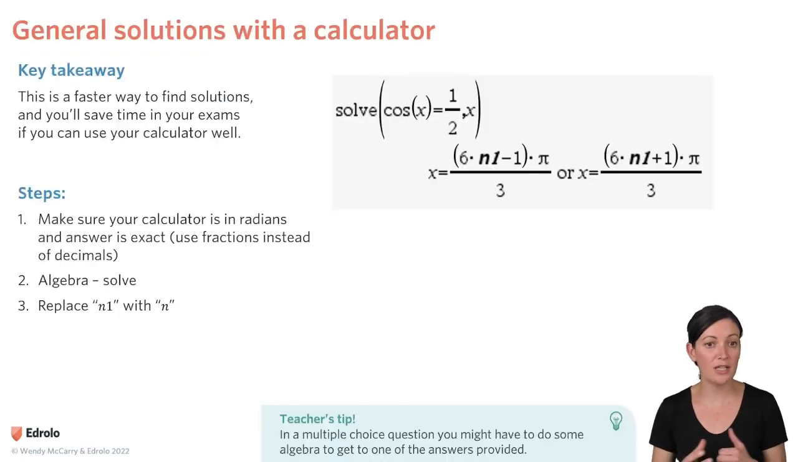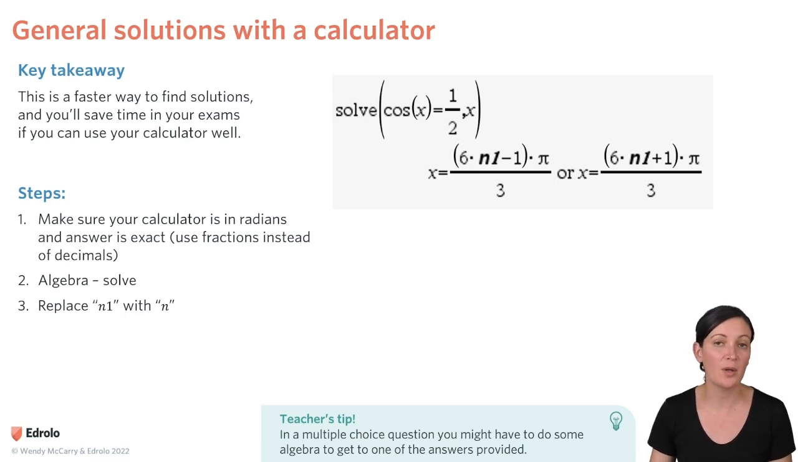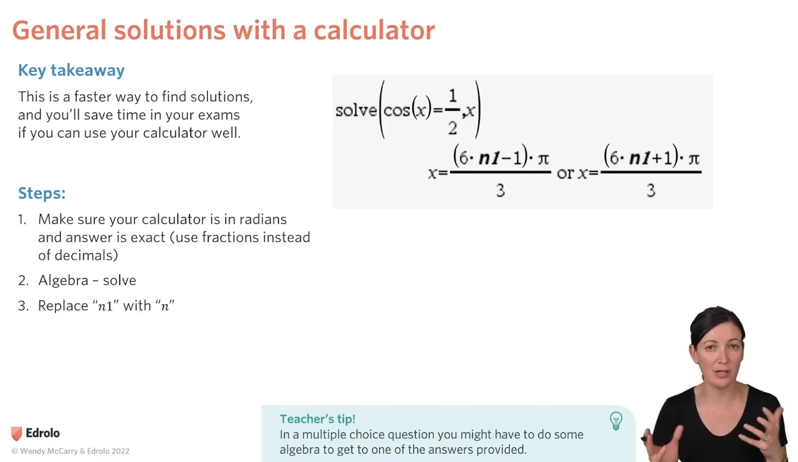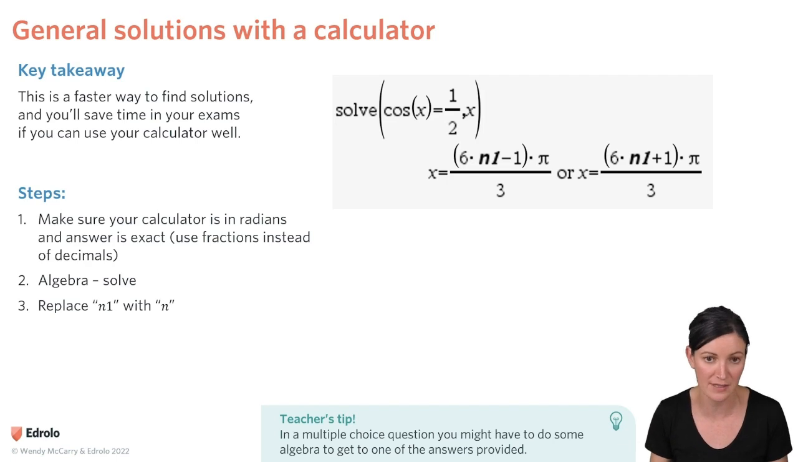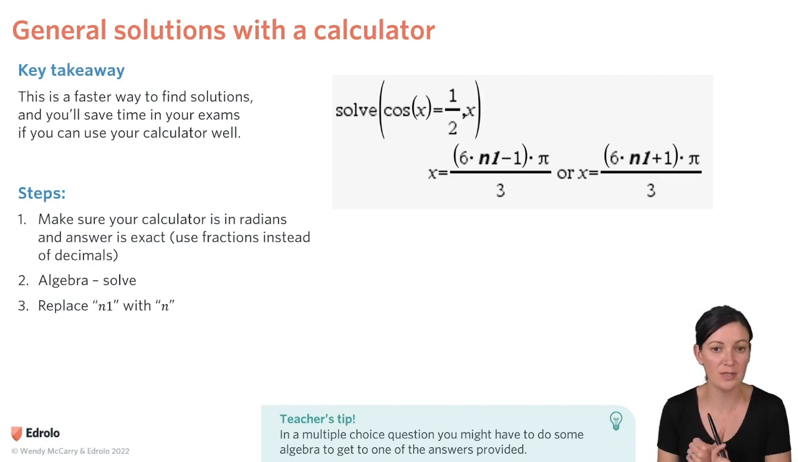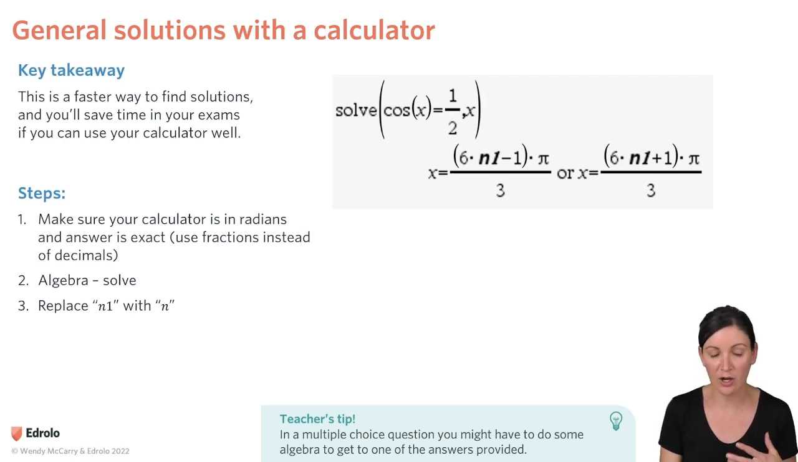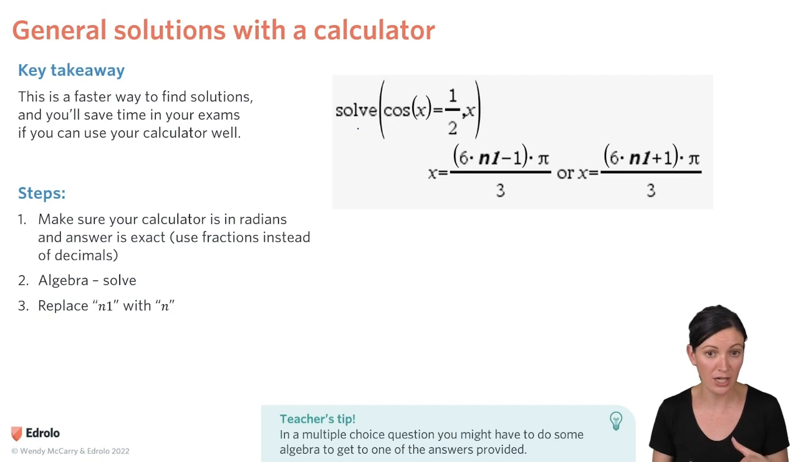Okay, so we can also find the general solutions to trig equations with your calculator, and often this does come up as a multiple choice question on paper 2. So this is much faster, but you might need to do a little bit of rearranging, a little bit of algebra sometimes to answer the question correctly. So we'll see what that looks like with some of the worked examples. Okay, so when you're doing this, just make sure that your calculator is in radians. You're going to use your algebra solve function the way you normally would.